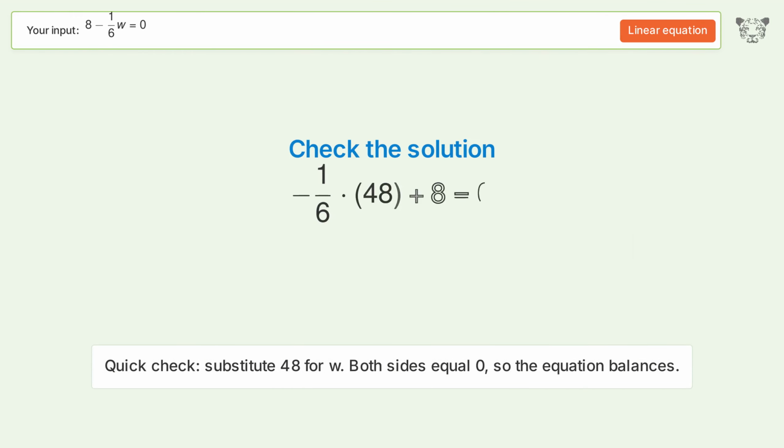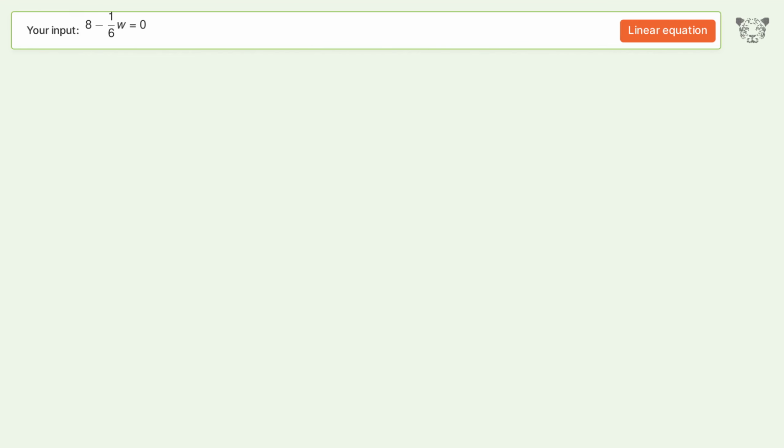Quick check. Substitute 48 for w. Both sides equal 0, so the equation balances. So, w equals 48.